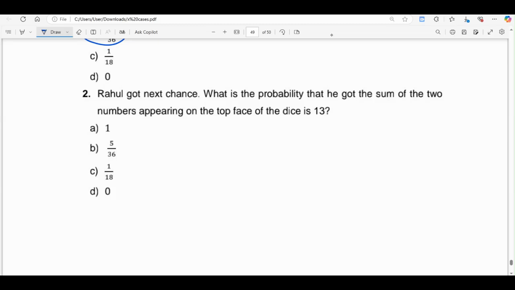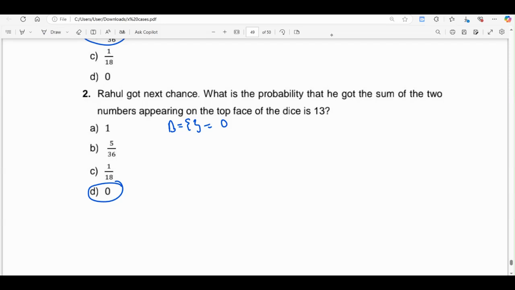Now the next one: Rahul got the next chance. What is the probability that the sum of the two numbers on the top faces of the dice is 13? How many outcomes do we get for 13? When you add, you get none. So that is the null set. So B will be the null set, and the null set is nothing but 0. So the answer is 0.